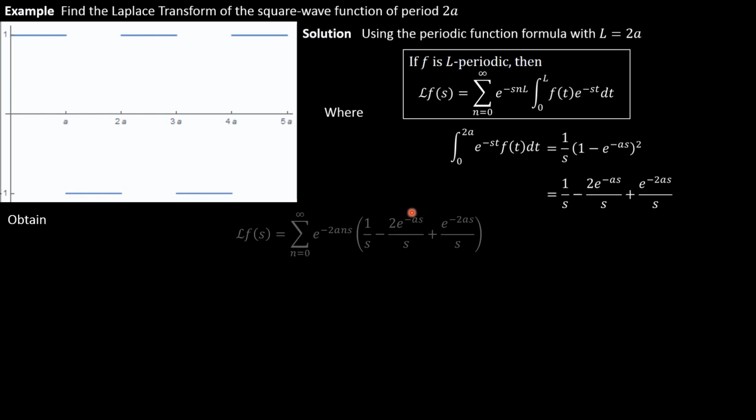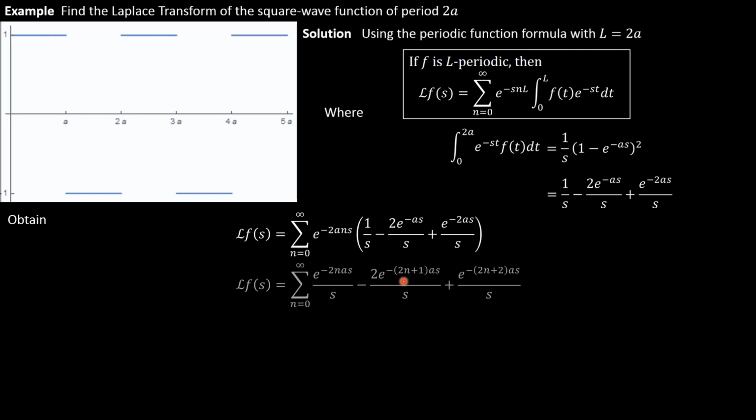And then when you put this back into the L-periodic formula, we get that the Laplace transform of the square wave function as a function of s is this, e to the minus snL, times the integral, which we just found. So this is our Laplace transform. And I went ahead and expanded it.